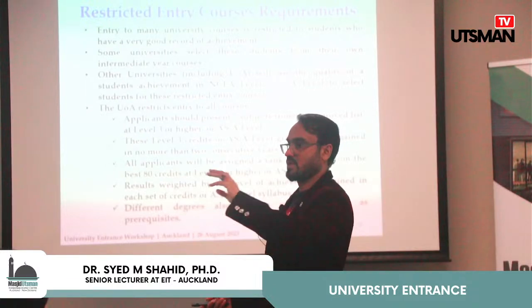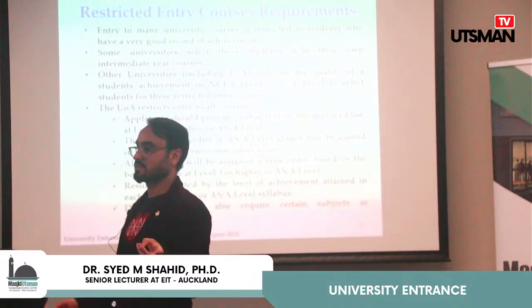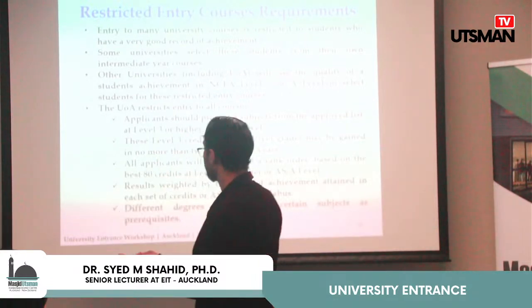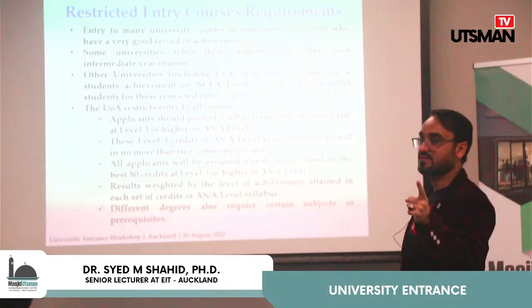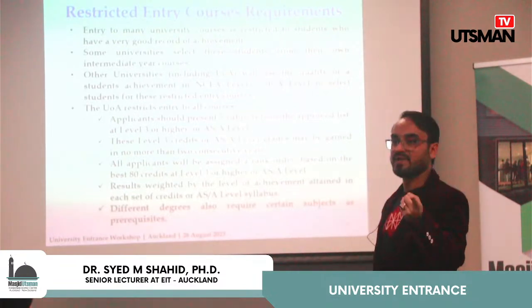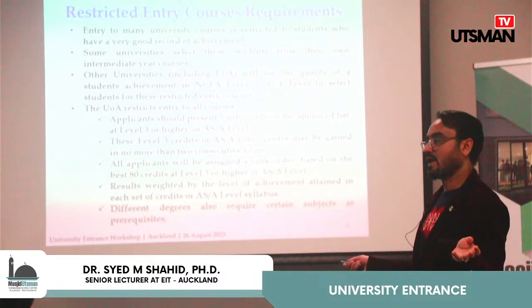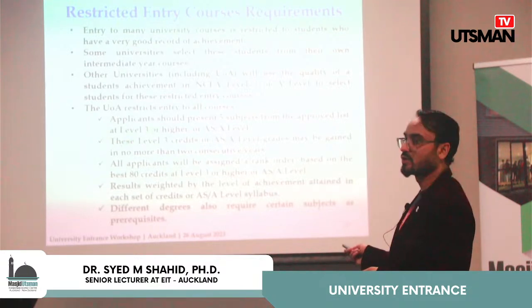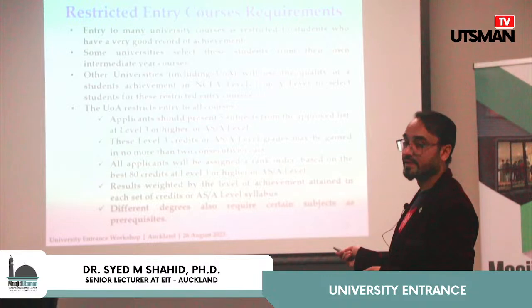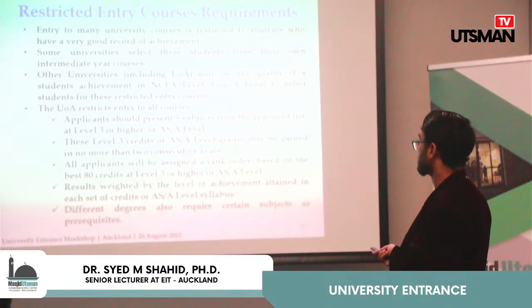For example, for medicine, the 3 approved subjects are biology, chemistry, physics. But when it comes to restricted entry criteria, they look for 2 more subjects, which could be mathematics, English, or mathematics, calculus, or mathematics, geometry, or something like that. And then they see what your son or daughter has achieved at level 3, year 13, the last year at high school. These level 3 credits may be gained in no more than 2 consecutive years.